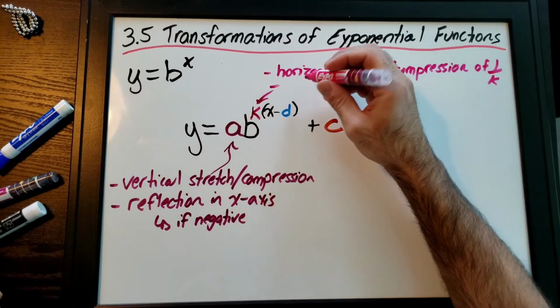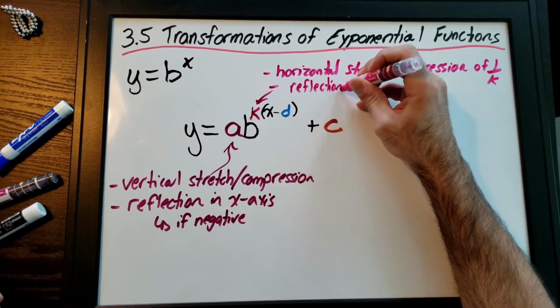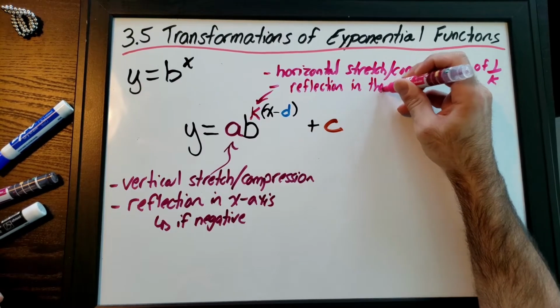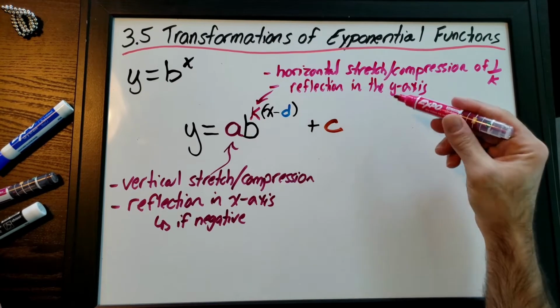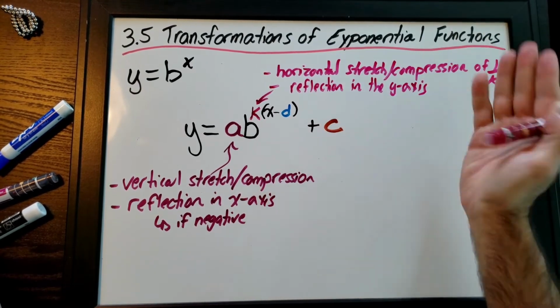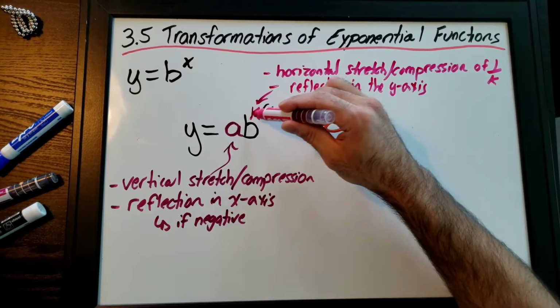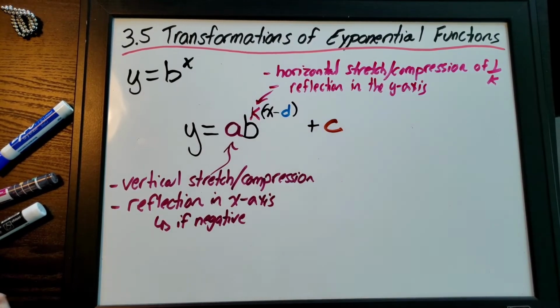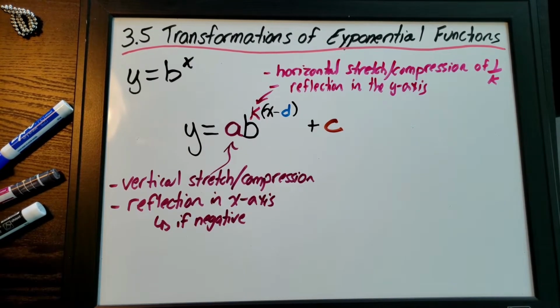Okay, this also tells us if it's a reflection in the y-axis. So if this k value is negative, we have a reflection in the y-axis, so it flips horizontally. Remember, all this stuff that is inside the function, k and d, always have to do with the x values. Okay, so when we say a reflection in the y-axis, all the x values go from negative to positive or vice versa.